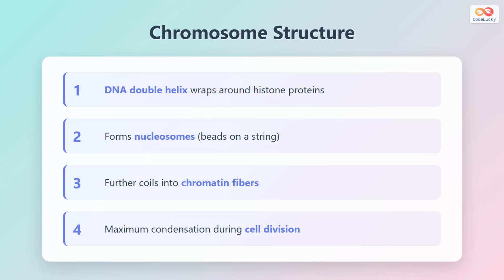Chromosomes form through several levels of organization. First, the DNA double helix wraps around proteins called histones. This creates structures called nucleosomes, which look like beads on a string. These nucleosomes then coil further into thicker chromatin fibers. Finally, during cell division, the chromatin reaches its maximum level of condensation, forming the distinct X-shaped chromosomes we often see in diagrams. This packaging allows 6 feet of DNA to fit inside a microscopic cell nucleus.